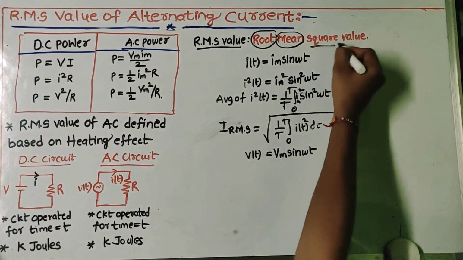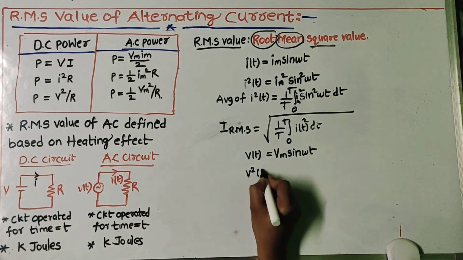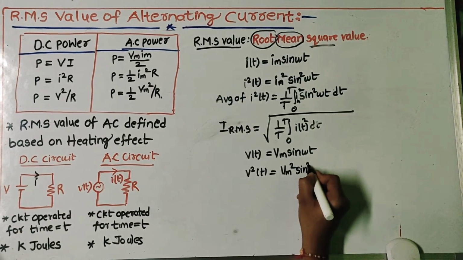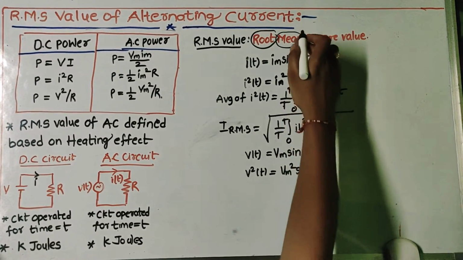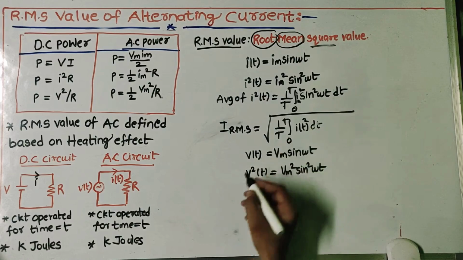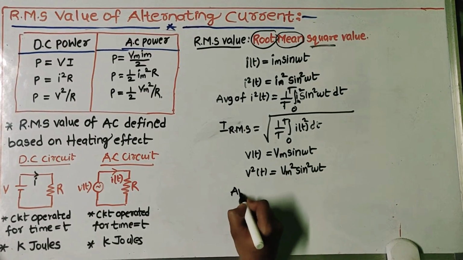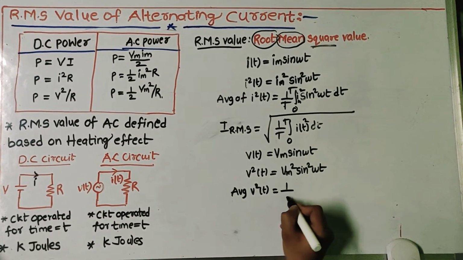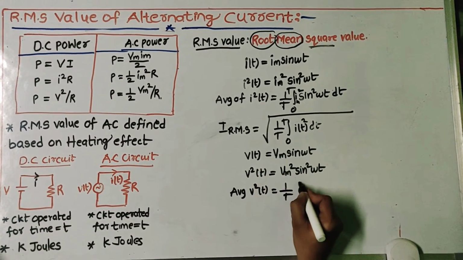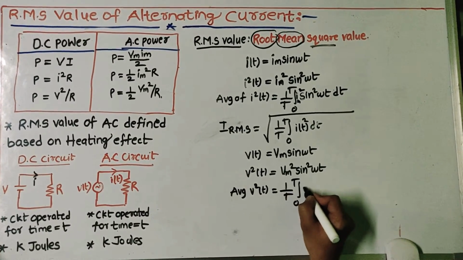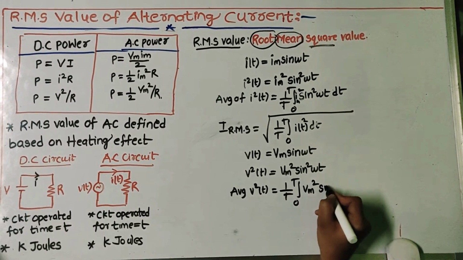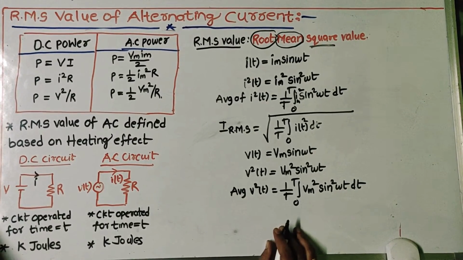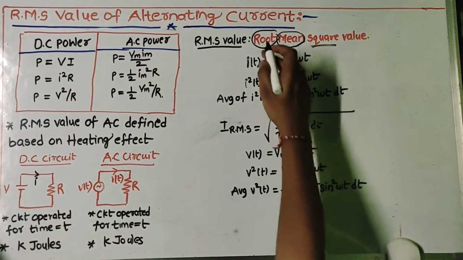So what you have to do? First you do square. Then V square of t equals Vm square sin square omega t. So after doing square, you find mean, which is nothing but average. Then average of V square of t is going to be 1 by T, so here V of t is also a continuous function, integral 0 to T Vm square sin square omega t into dt. Okay. So after finding the average, then you take the square root.